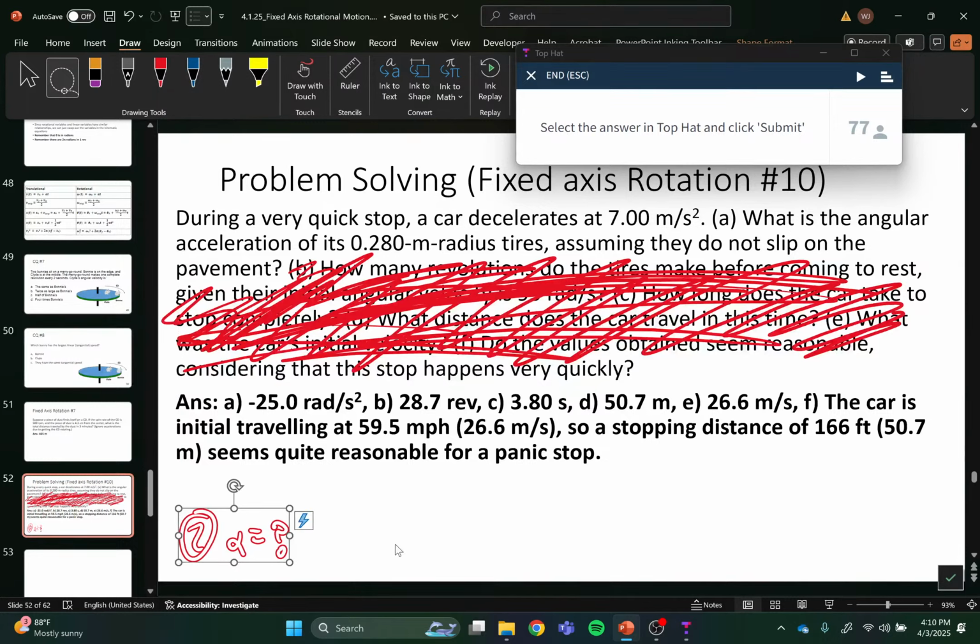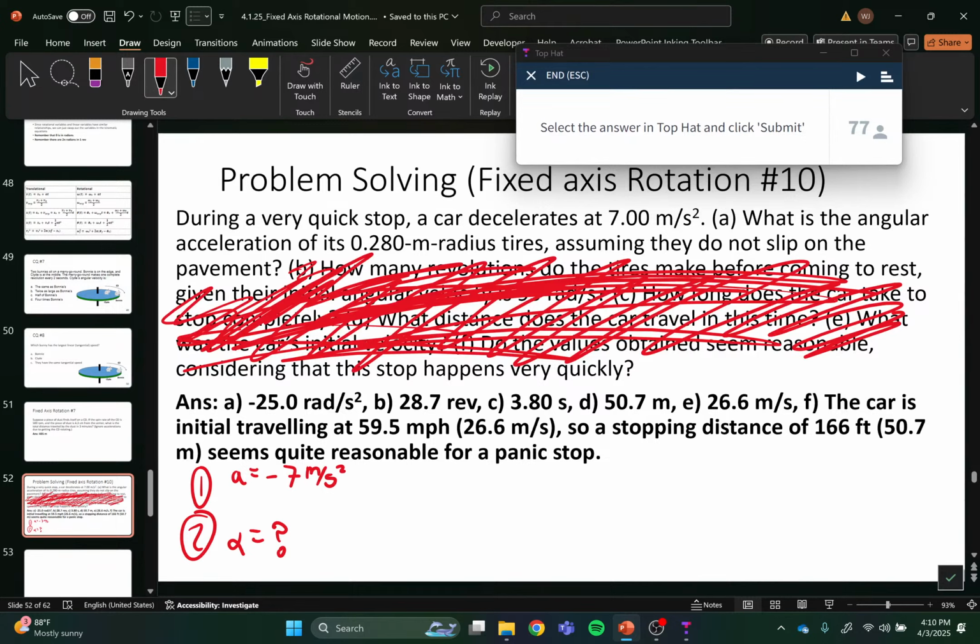What's given? Deceleration is given. Now, anytime I generally tell you all which way do y'all want this car to be moving? Left or right? Right. If I decelerate, is my acceleration positive or negative then? Negative. So we're going to make this negative. We're going to make that judgment call that we're going to say it's going to the right. Doesn't say, but we got to decide. And the radius is 0.28 meters. All right, I've got acceleration. I've got radius. I need angular acceleration.